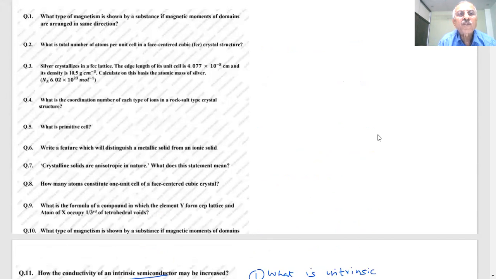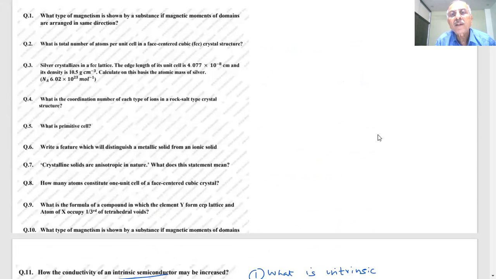What type of magnetism is shown by a substance if the magnetic moments of the domains are arranged in the same direction? What do you mean by domains, students? What do you mean by magnetic properties? What type of magnetic properties are we studying, student? Tell me first. Paramagnetism, you are saying. Tell me the condition.